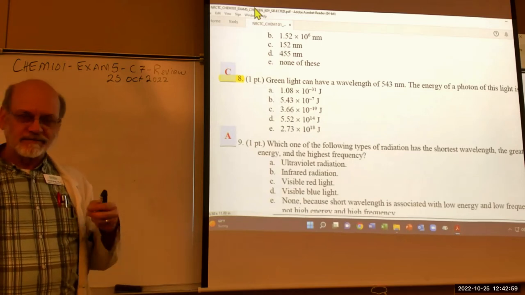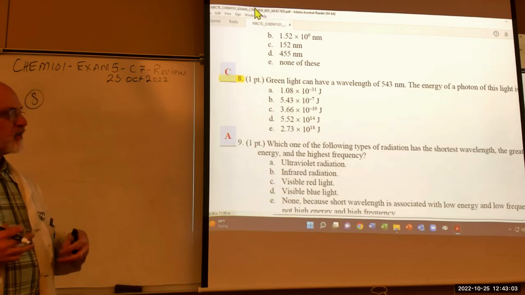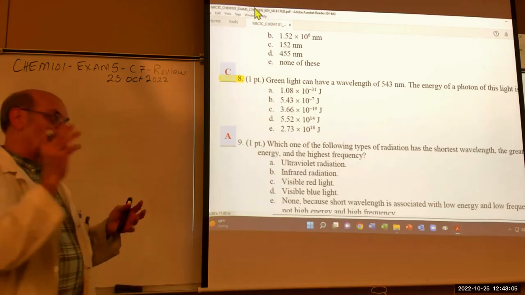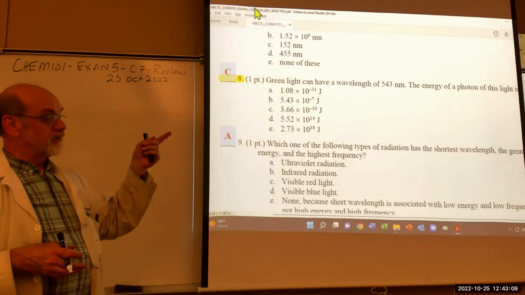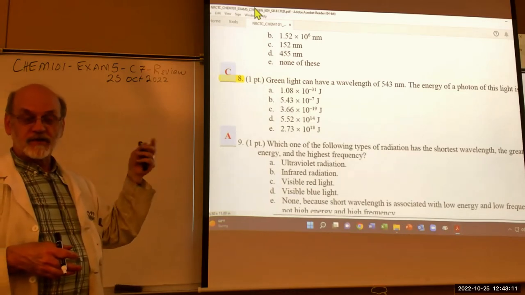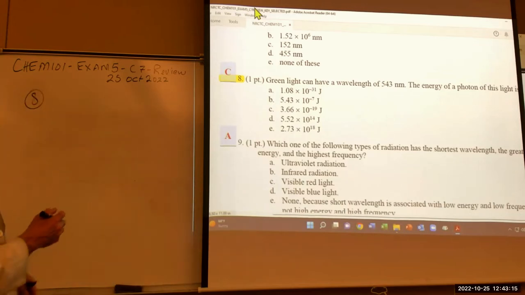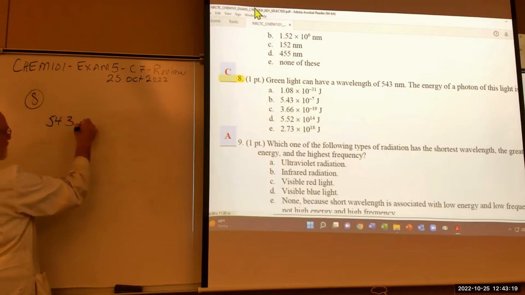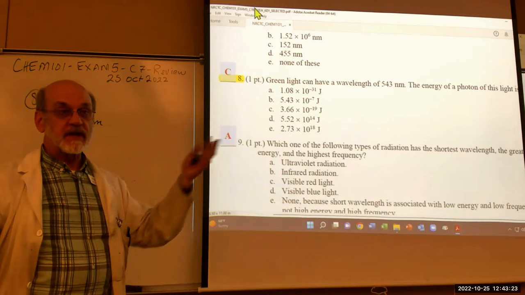No, it's green to us. But when you use an instrument, you shine that green light on your instrument, then it could be 543, or it could be 545, or it could be 540. Okay, so that's why they say can have a wavelength of 543 nanometers. And if you look at it, your brain's going to tell you it's green.